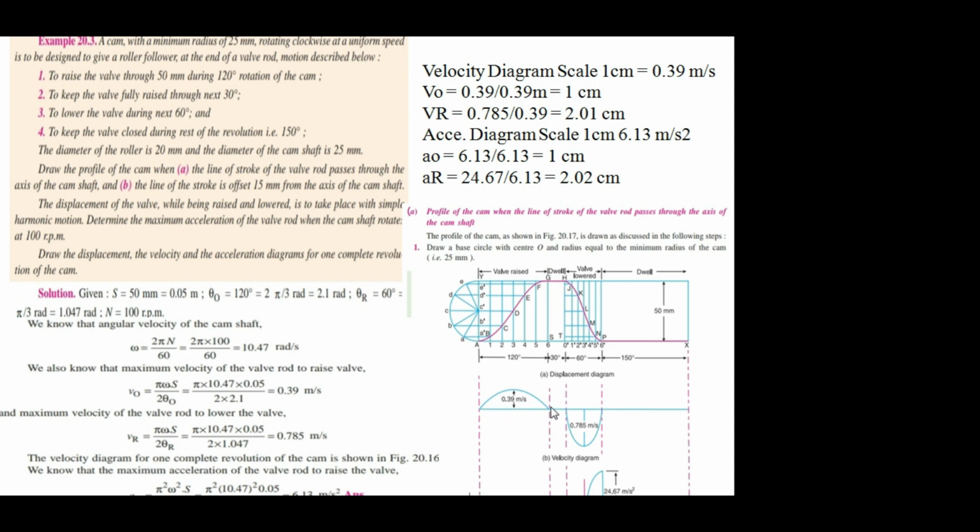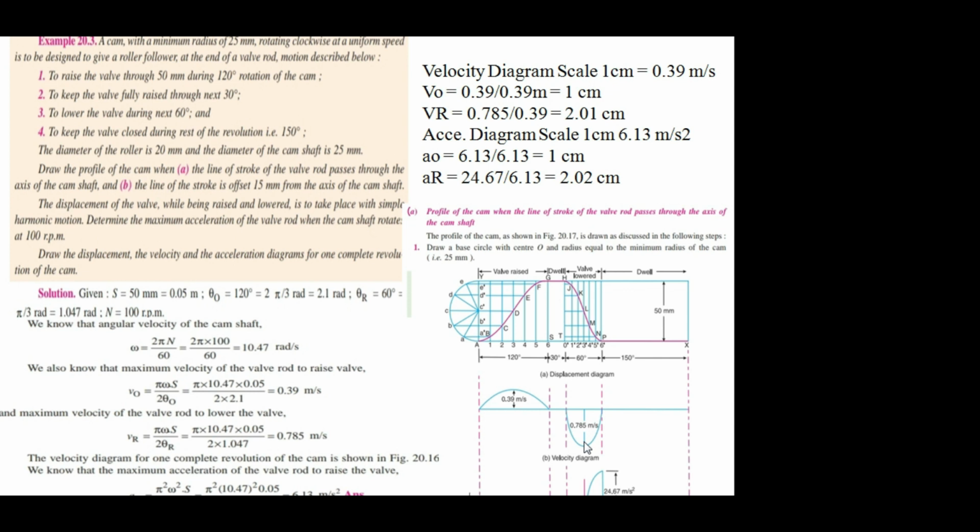At the start and end of the outstroke, as well as at the start and end of the instroke, the velocity is 0. At the mid of outstroke and at the mid of instroke, it will become maximum. So at the mid of outstroke, the velocity of the follower is 0.39 meter per second. So here you mark a point at 1 centimeter. Draw the curve passing through these 3 points.